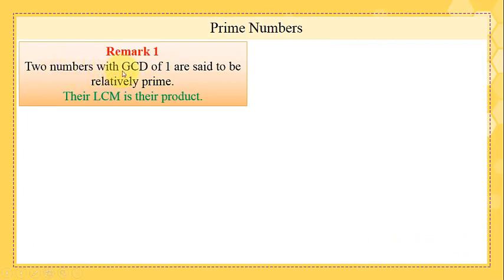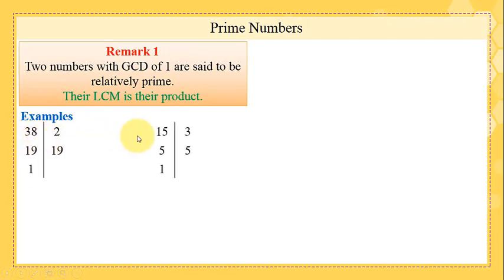Remark 1. Two numbers with greatest common divisor of 1 are said to be relatively prime. Their least common multiple is their product. Examples: let's find the greatest common divisor and the least common multiple of 38 and 15. The prime factorization of 38 is 2 times 19. The prime factorization of 15 is 3 times 5. According to the previous rule, the greatest common divisor of 38 and 15 will be 1, because there are no common prime factors between 38 and 15.